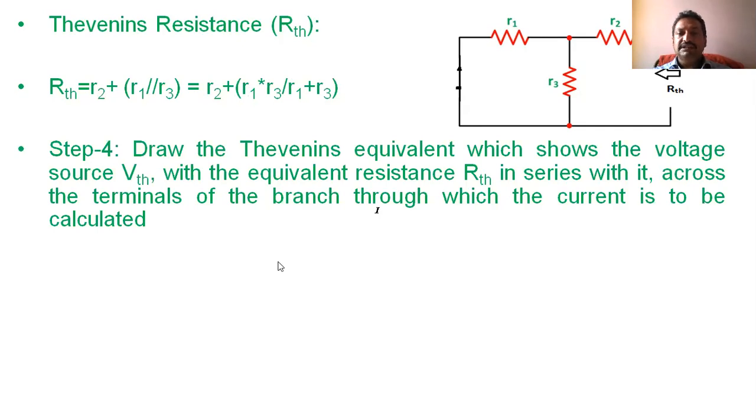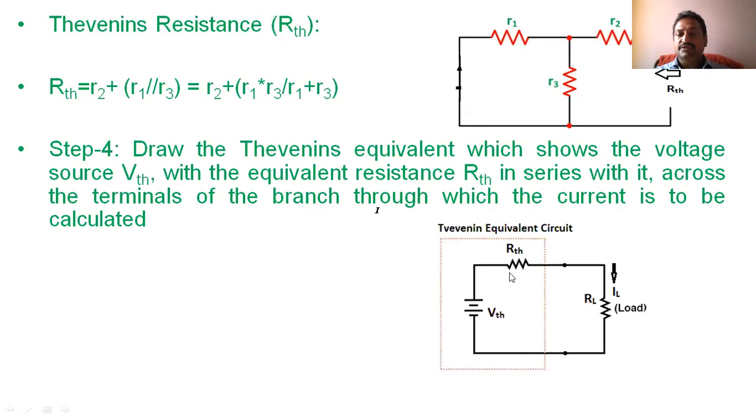In step 4, draw the Thevenin's equivalent, which shows the voltage source with the equivalent resistance R Thevenin in series, across the terminals of the branch through which the current is to be calculated. This is the Thevenin's equivalent circuit, which contains Thevenin's voltage and Thevenin's resistance in series. This combination is connected in series with the load. Then we can calculate load current IL is equal to V Thevenin by R Thevenin plus RL.